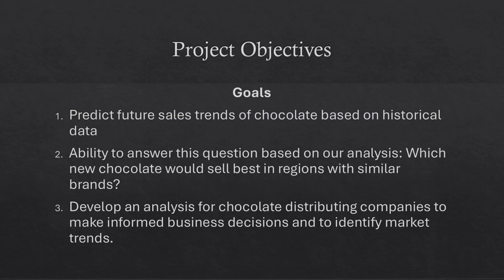Project objectives. Going into the project, our group had three primary goals for our data analysis. The first was to predict future sales trends of chocolate based on historical data. The second goal was to gain the ability to answer this question based on our analysis: which new chocolate would sell best in regions with similar brands? The third and final goal was to develop an analysis for chocolate distributing companies to make informed business decisions and to identify market trends.